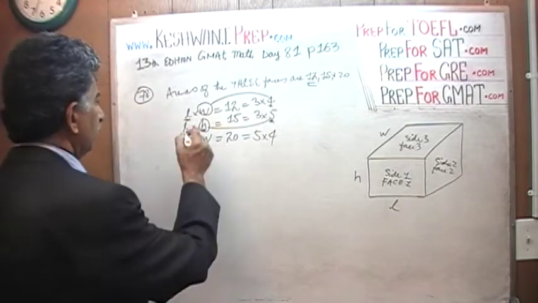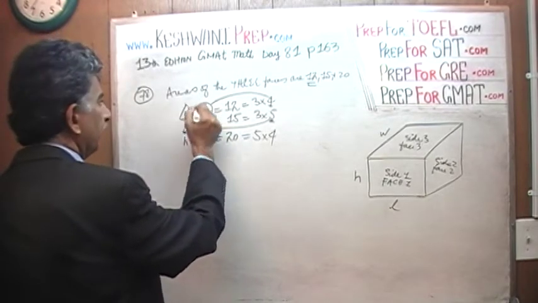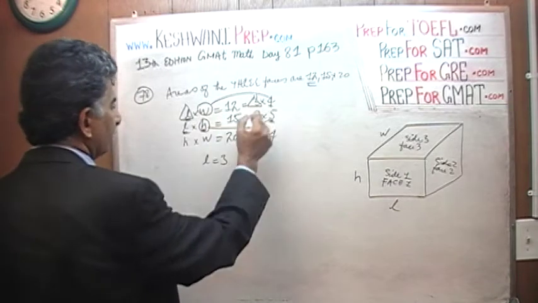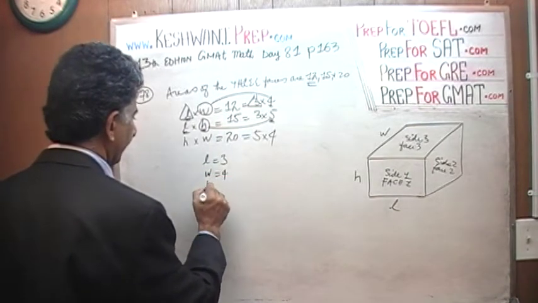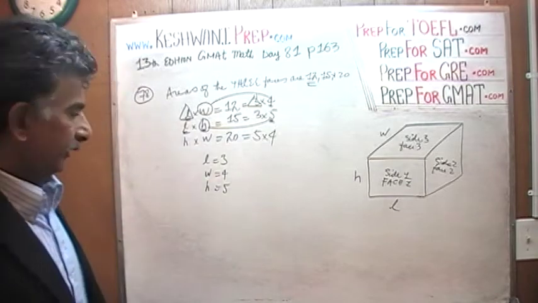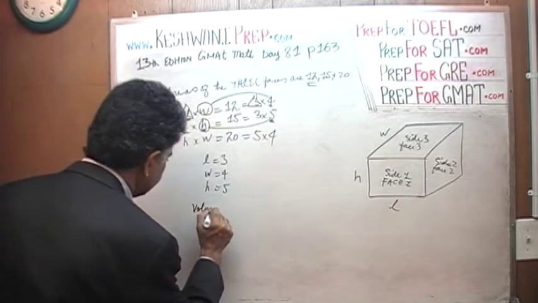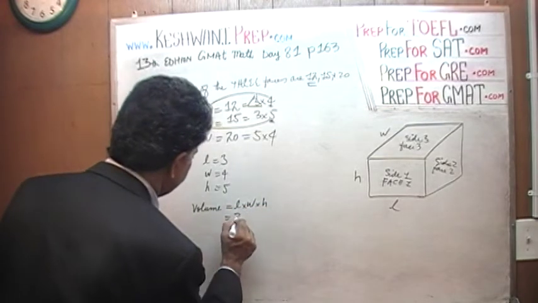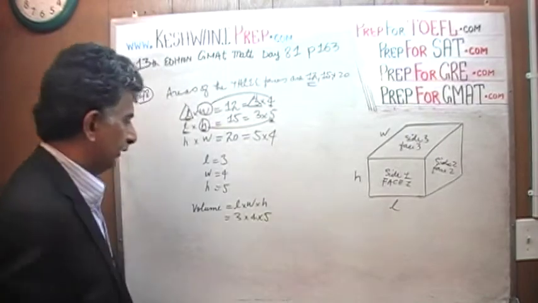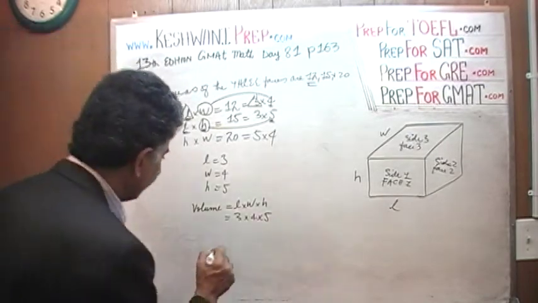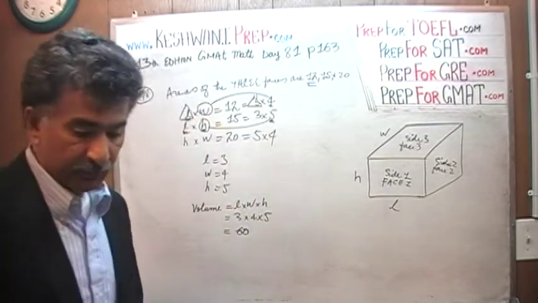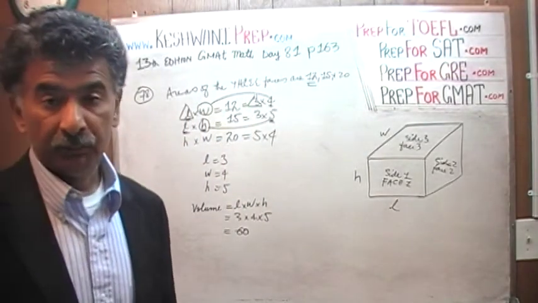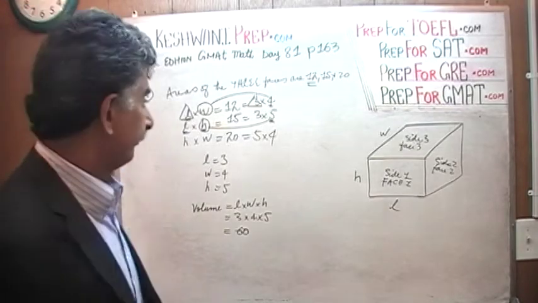The length turns out to be 3. The width is 4 and the height is 5. Therefore, the volume is length times width times height, which turns out to be 3 times 4 times 5. 3 times 4 is 12, 12 times 5 is 60. That's all it is. Now you might wonder what would have happened if we had used a different configuration. But there's no need to wonder. Let's do it out and find out.